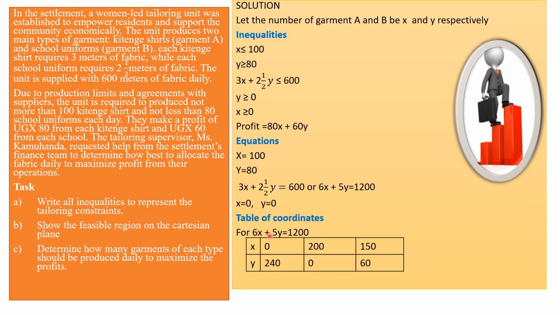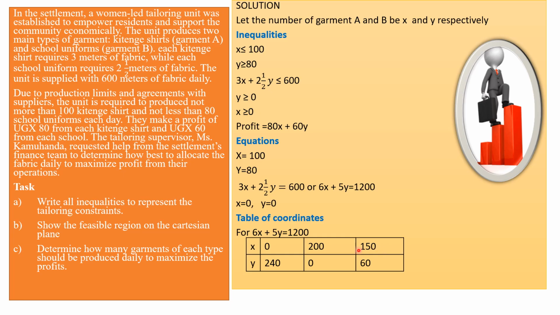Then when y is 0, 5 times y, I'll get 0. Then 6x is equal to 1200. Then I'll come and say divided by 6, divided by 6. 6x divided by 6, I get x. Then 1200 divided by 6, I get 200. So here we shall have 200 as x when y is 0.